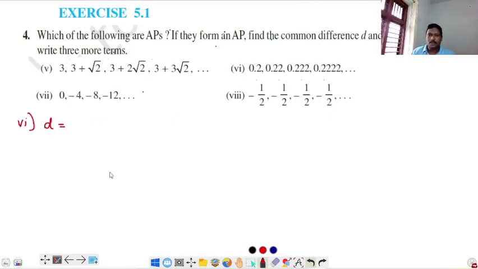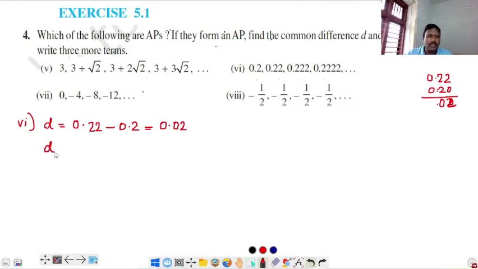Okay children, so question number 6, we can check D. A2 minus A1. A2 minus A1 means 0.22 minus 0.2. How much will we get? We can subtract 0.22 minus 0.2. So you will get 2 minus 0, sorry, 2 minus 0 is 2, and here 2 minus 2 will be 0. So the answer is 0.02.